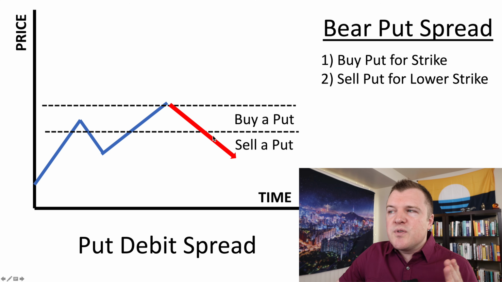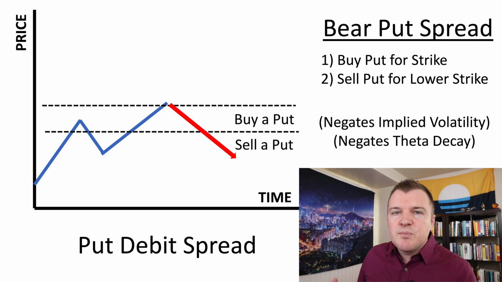But when you do a bear put spread, you're putting a limit on how much profit you can make. So if you're correct, and the share price goes down, your range of profit is between these two strikes. Once the share price of the company gets above this, then any money you're still making from the put that you bought, you're losing on the put that you sold.